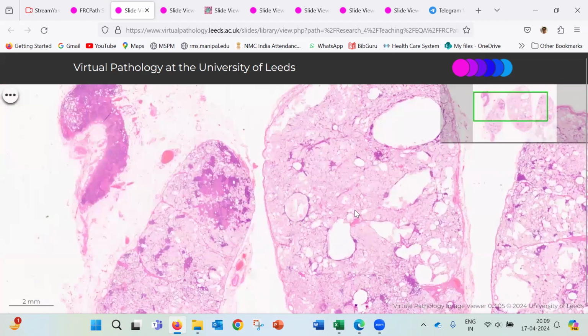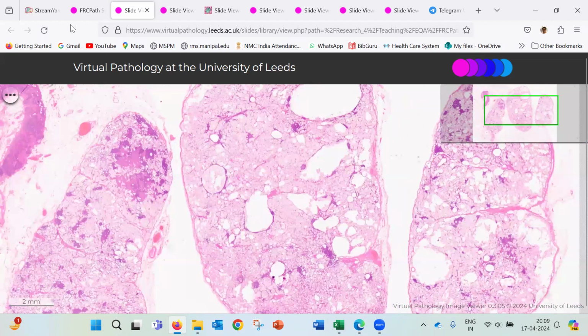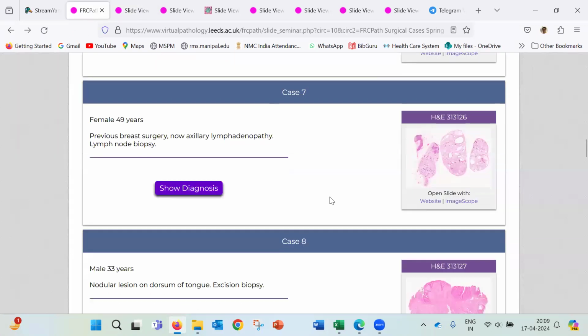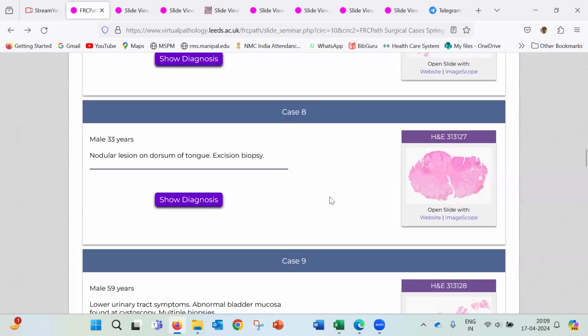Okay, so this is a dual pathology case, and you expect almost every year they try to give one case that has some dual pathology in it. So this year, it was this. Okay, so case 8 is a 33-year-old male. He has a nodular lesion on the dorsum of the tongue.